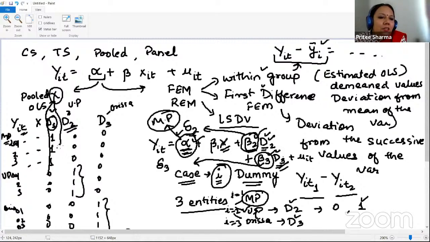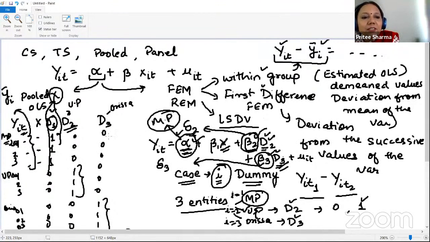Oh, okay. So here what we are going to do, see, in case of within group, what we did, for this X and for all these Yi's, from these Yi's we estimated a mean. So we got a mean of Yi. And what we did was we took Yit minus the mean value.